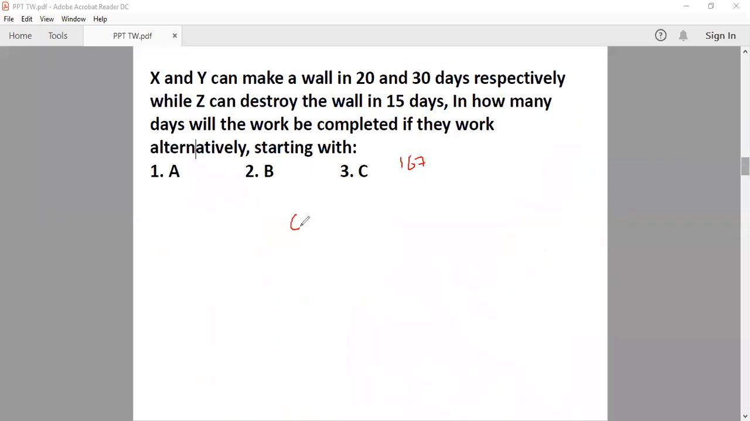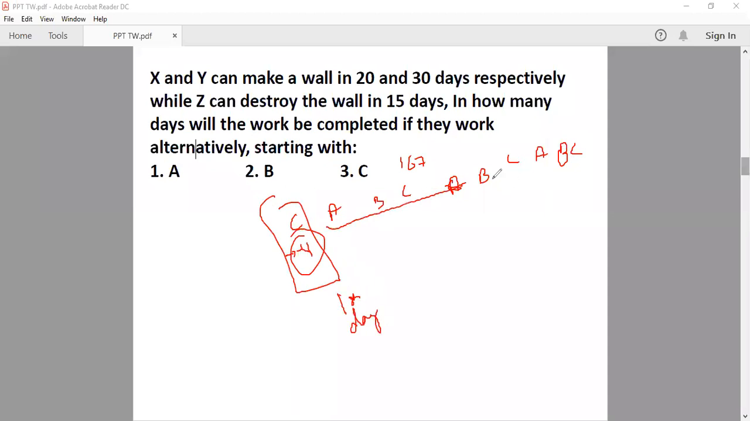When we are starting with C, the order is C, A, B, C, and then A, B, C, A, B, C, and so on. We will say that on the very first day, C came to break the wall, but there was no wall. So on the first day, nothing happened. After that, the ABC, ABC, ABC cycle takes 167 days. So 167 days here and 1 day this one. Total becomes 168 days. Is it clear to everyone now?